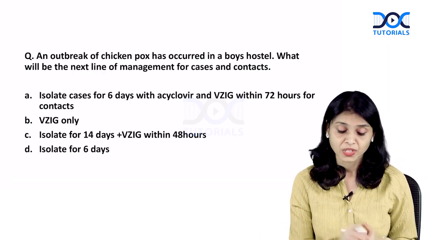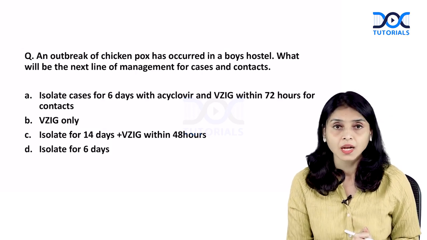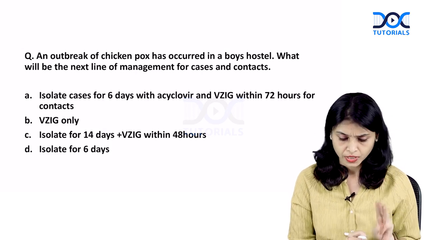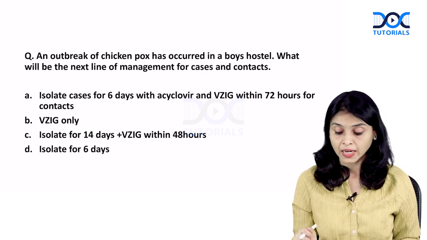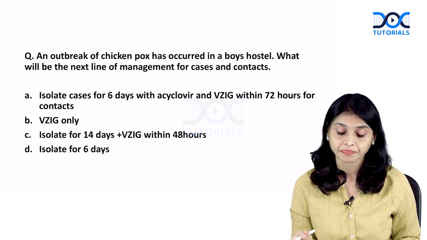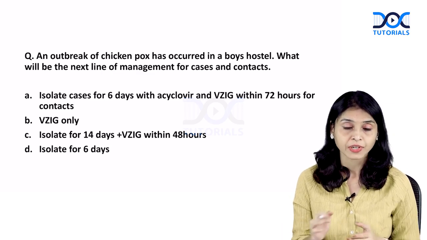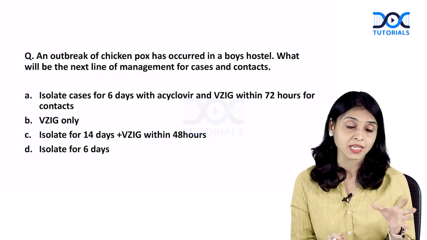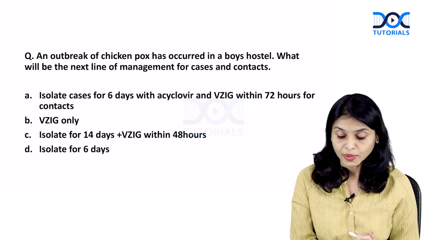So next question. The next question is from diseases, epidemiology of communicable diseases. There were, I think, 3 questions. One is chickenpox. An outbreak of chickenpox has occurred in a boys' hostel. What will be the next line of management for cases and contacts? See, whenever there is a disease, especially an infectious disease, you have to take care of both cases as well as the contacts, right?